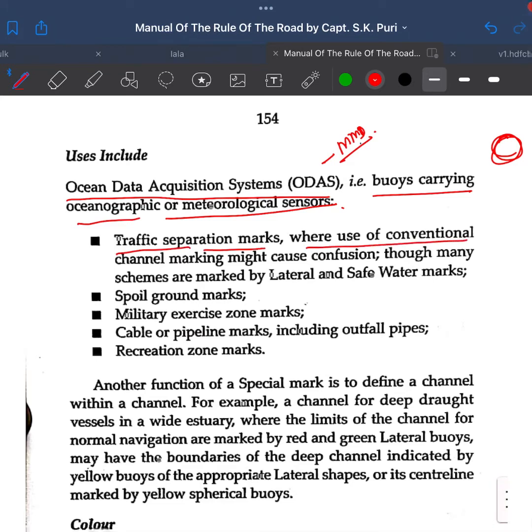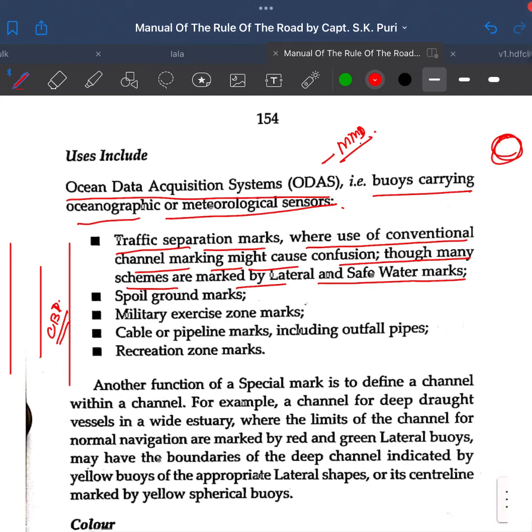Now, apart from this, we can use the special mark for things like traffic separation marks. Wide use of conventional channel marking might cause confusion, though many schemes are marked by lateral marks and safe water marks. Suppose there is a channel, just as an example, and this channel is only for CBD, constrained by draft. In Rule 3 you will find what is constrained by draft. Let me tell you.